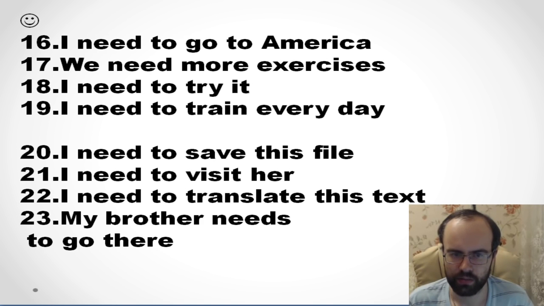I need to go to America. We need more exercises. I need to try it. I need to train every day. I need to save this file. I need to visit her. I need to translate this text. My brother needs to go there.